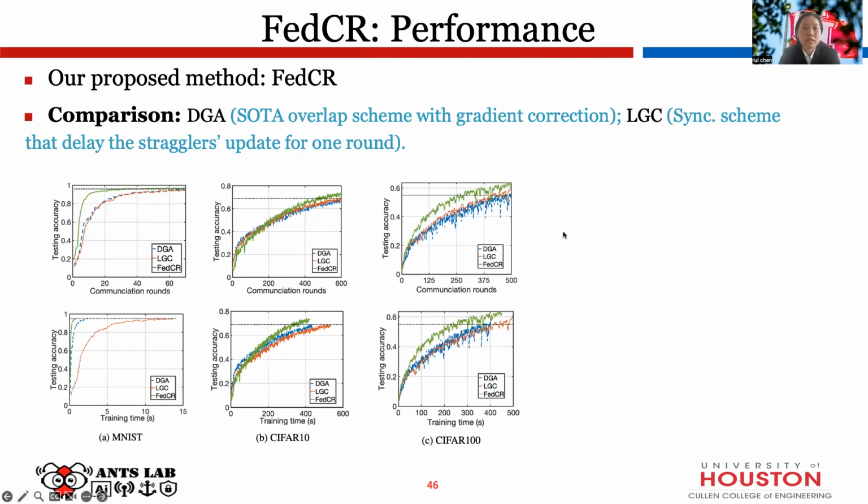Recall that in our scheme, all the clients will receive the same global model at the same time. So our proposed scheme actually falls into the synchronized protocols, and we choose synchronized protocols as the peer schemes. First is the DGA, which is the state-of-the-art overlap scheme with gradient corrections. And the LGC is also a synchronized scheme. They consider the structural issue by delaying the slowest device update for only one communication round.